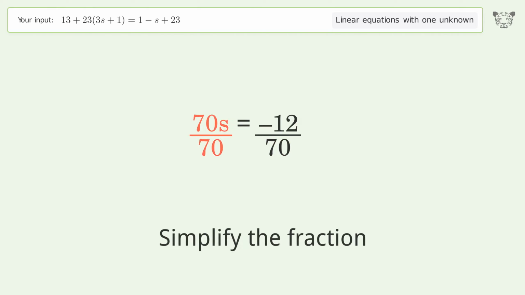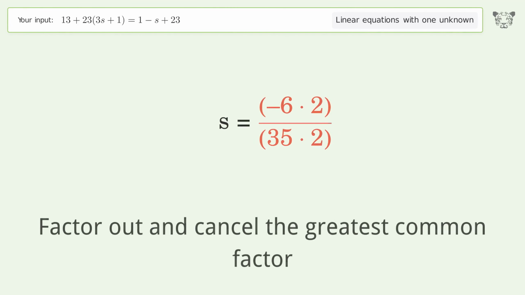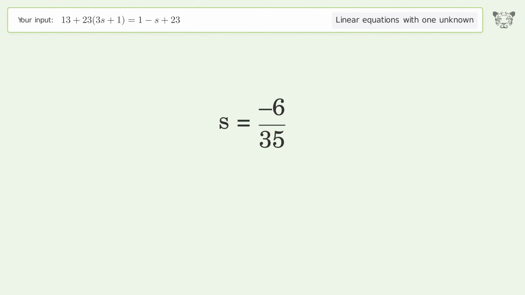Simplify the fraction. Find the greatest common factor of the numerator and denominator. Factor out and cancel the greatest common factor. And so the final result is s equals -6/35.